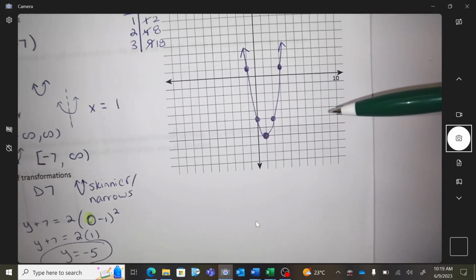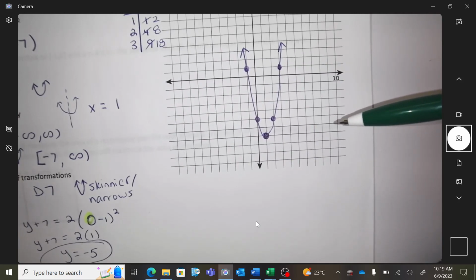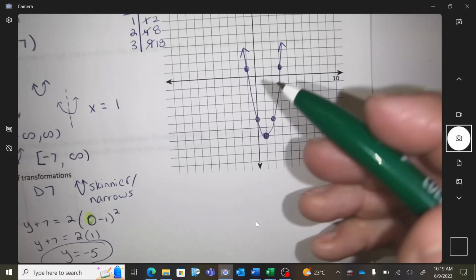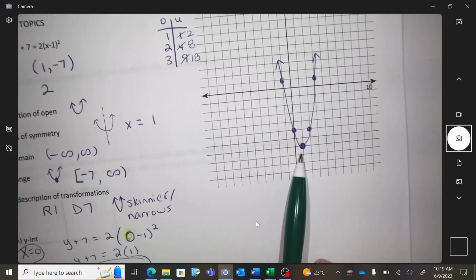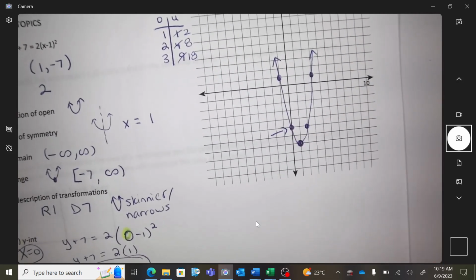Okay, here's the thing that kind of irks me on the exam. I drew it, and I wrote over here my y-intercept is at -5. Where is it on my drawing? Is it also at -5?